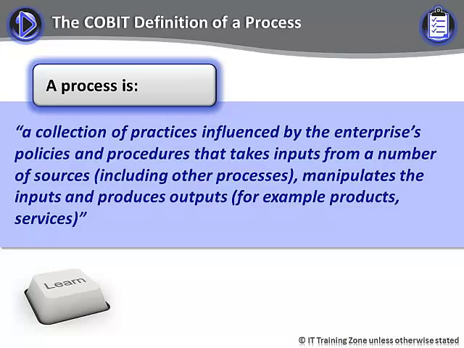The COBIT definition of a process is a collection of practices influenced by the enterprise's policies and procedures that takes inputs from a number of sources, including other processes, manipulates the inputs and produces outputs, for example, products, services.